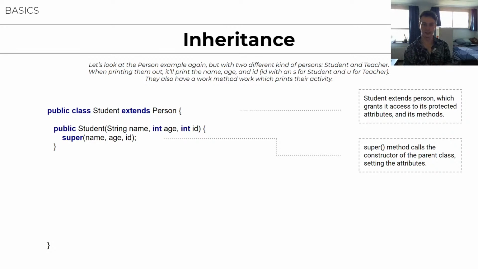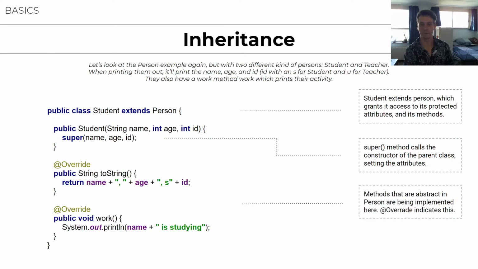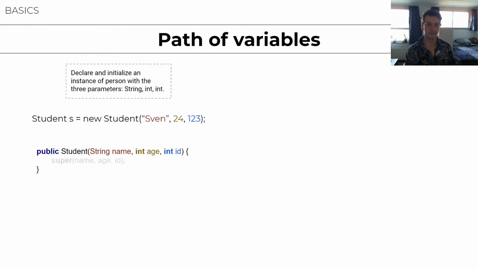Now this is an interesting thing. We see the super part, and I'll get back to that in a little bit. And here you see that it also has the toString and the work, which are the methods that it inherited from its parent. But now, what is that super statement exactly?